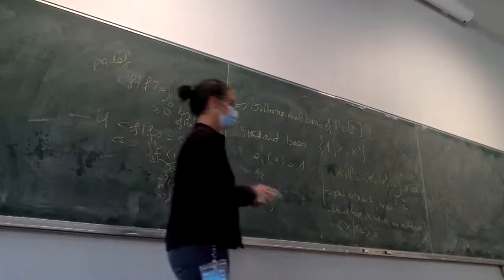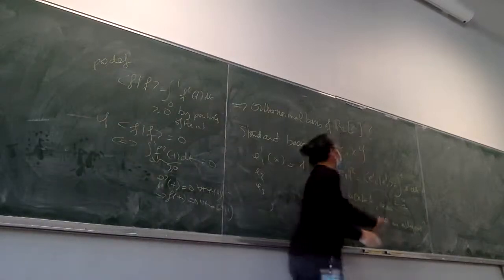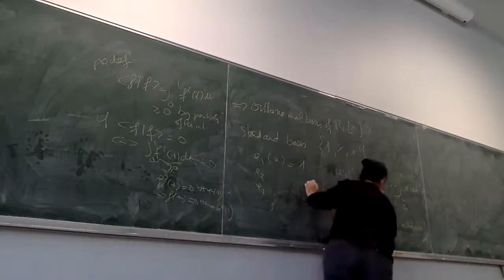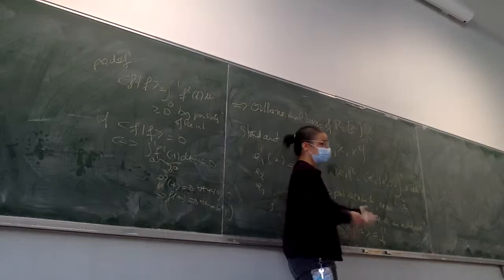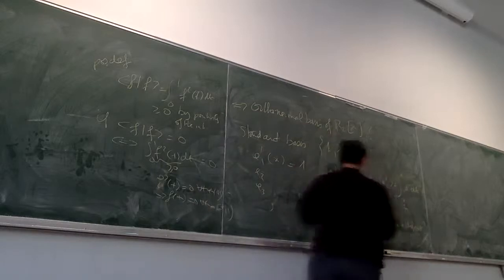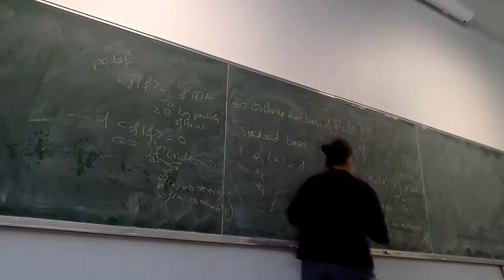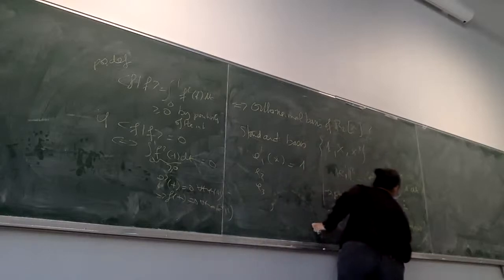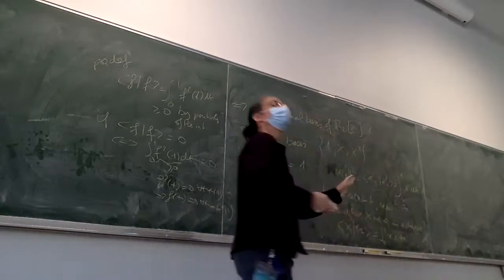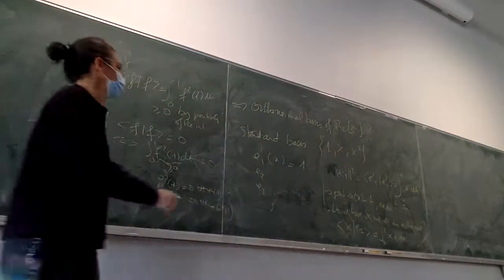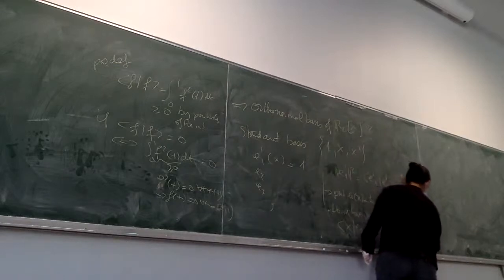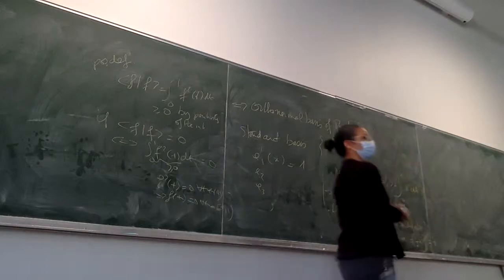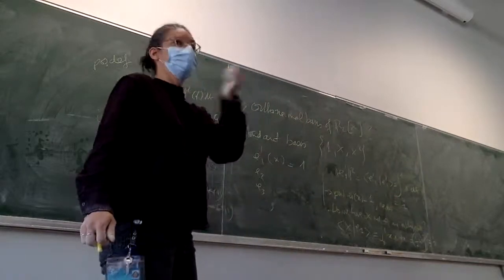So what is that? It's going to be the integral of f times g. f is the function that for x gives you x. g is E1, the constant function 1, dx. So that's x squared over 2 between 0 and 1, which is 1 over 2. Conclusion? Not orthogonal.